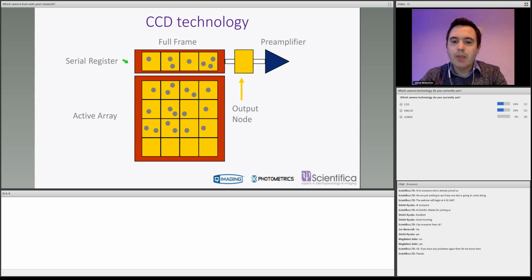Well, it means two things. One, it means that we're always getting the same noise statistics. We're always having the same readout on that. But also, if you actually think about it, that one ADC has a lot of work to do.